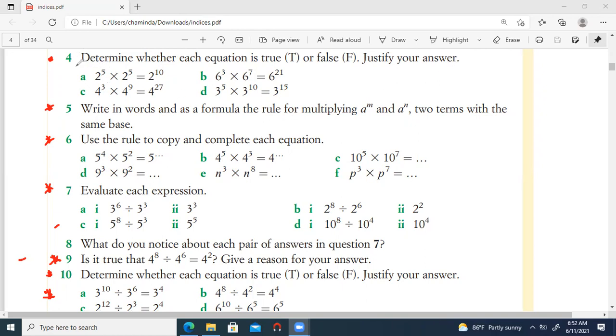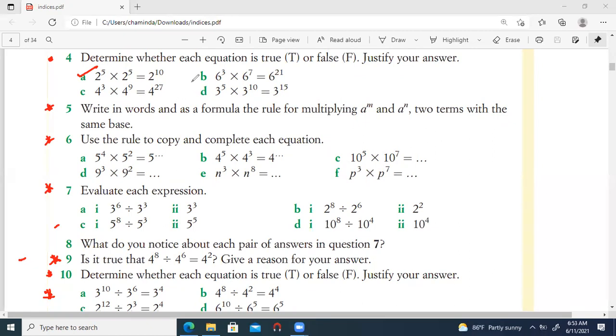Here, we have to revise indices rules. The first rule: when bases are equal, in the multiplication of powers, we can add indices. 2 to the power 5 into 2 to the power 5, we have to add indices. 5 plus 5 is 10. Is it true or false? True. First one, true.